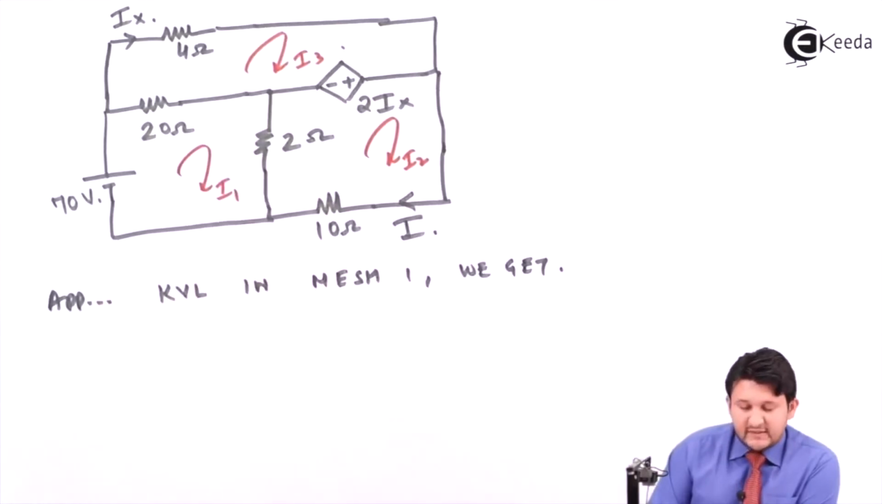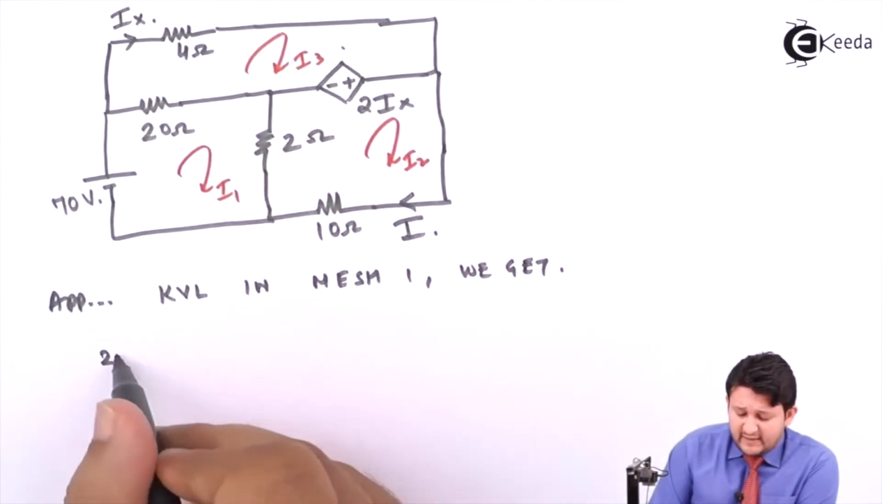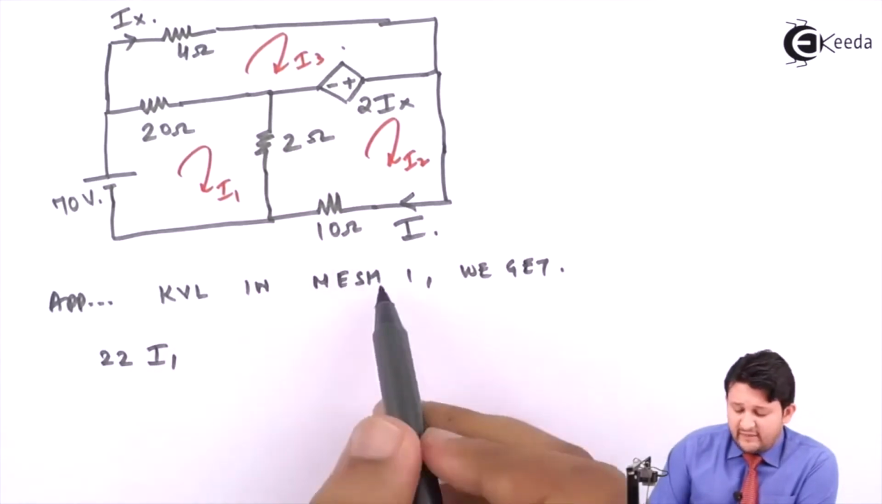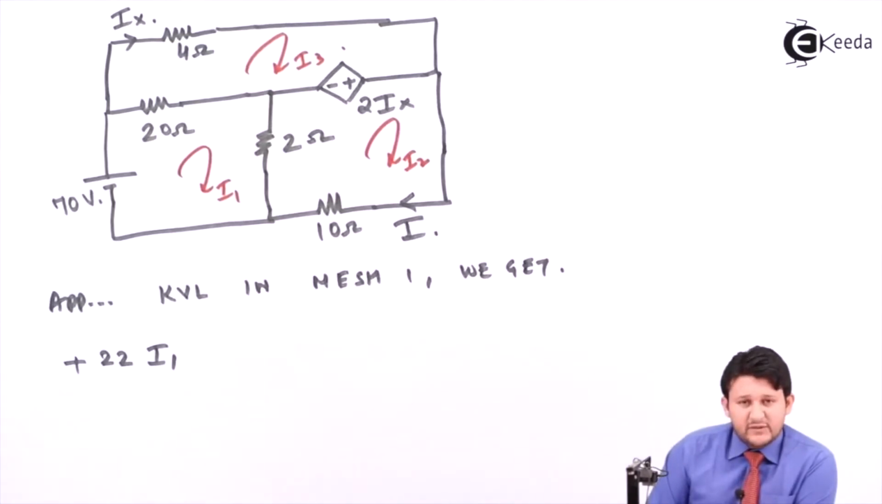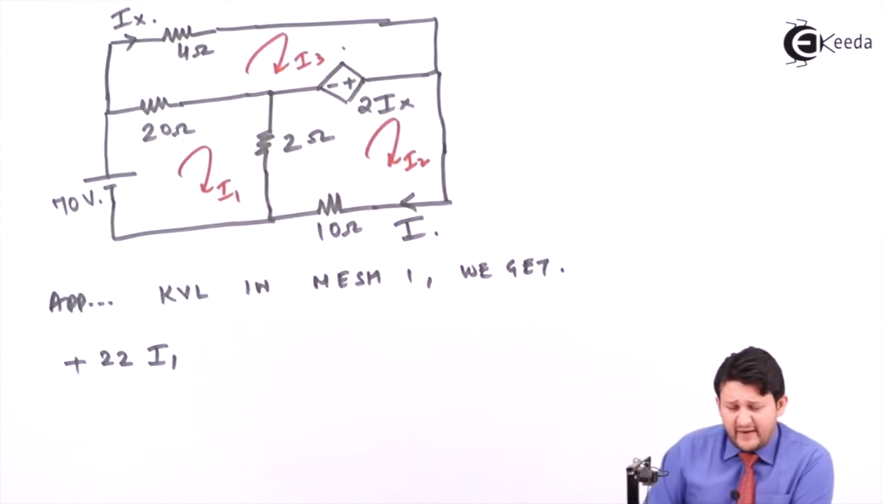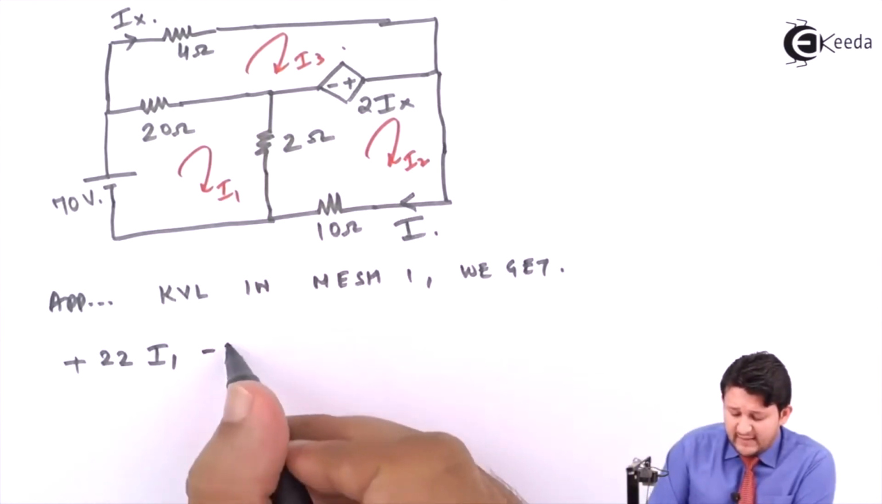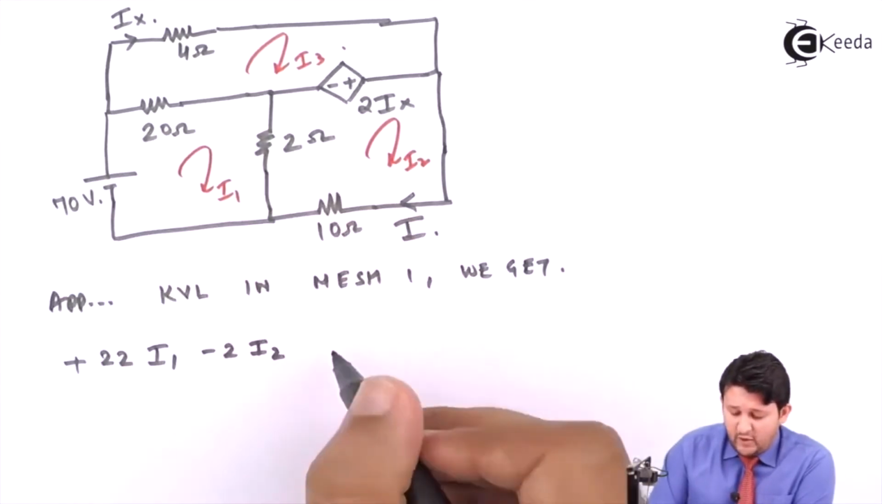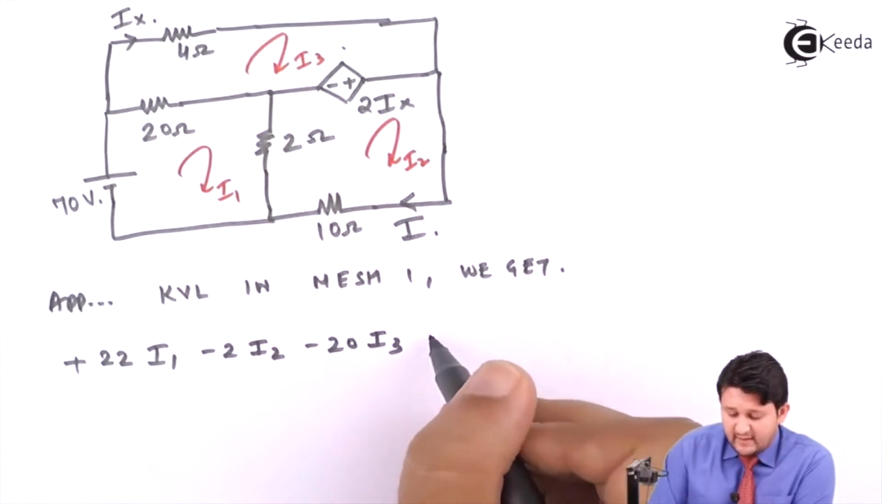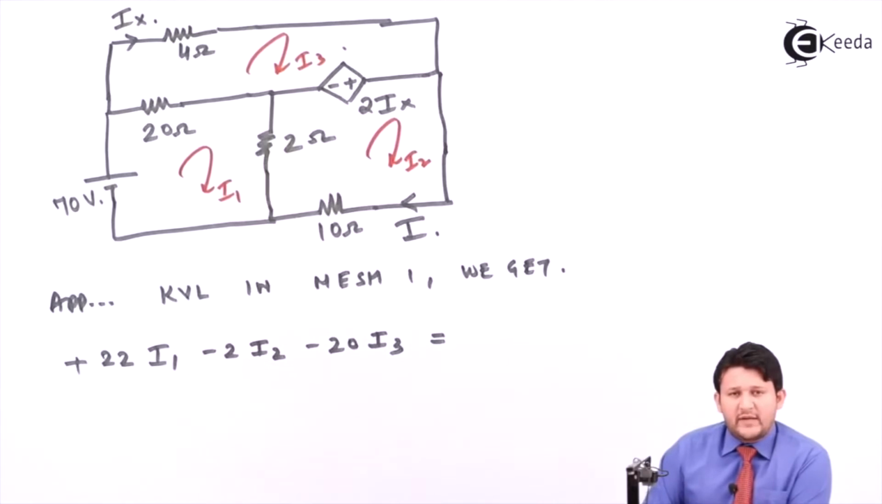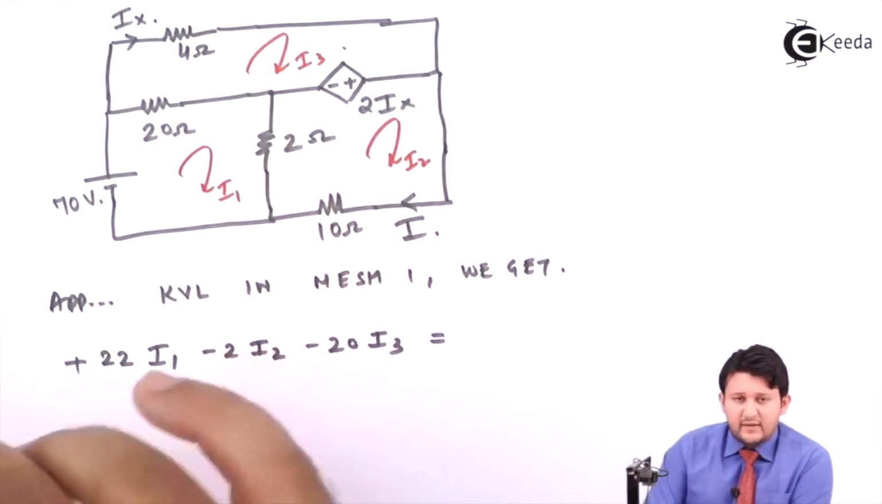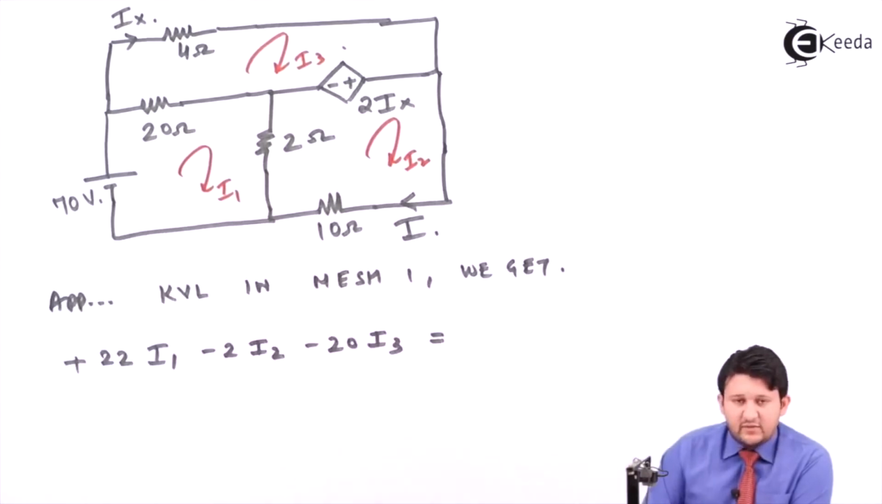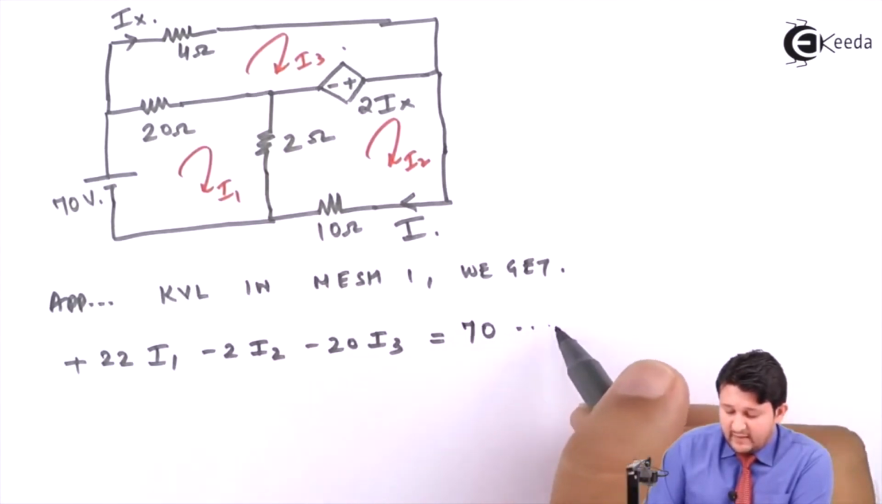In mesh 1, there are two resistors. Add both the resistors, so you'll be getting 22. Which current is flowing? I1. Since you're writing for mesh 1, apart from I1, any other current flowing in both the resistors, you take it as negative. So if you clearly observe, my dear friend, in 2 ohms, I2 is flowing, sign will be minus 2 I2. In 20 ohms, I3 is going to be minus 20 I3. After equal to, you'll be putting the voltage. If you observe in mesh 1, there is only one voltage. Your current enters into negative, so it will be positive. That will be your equation.